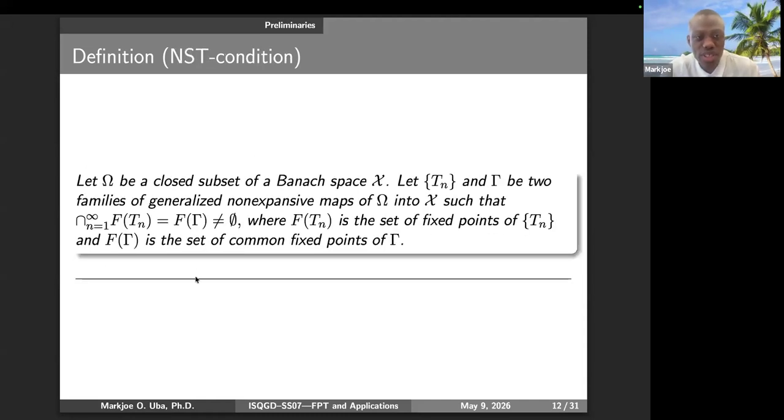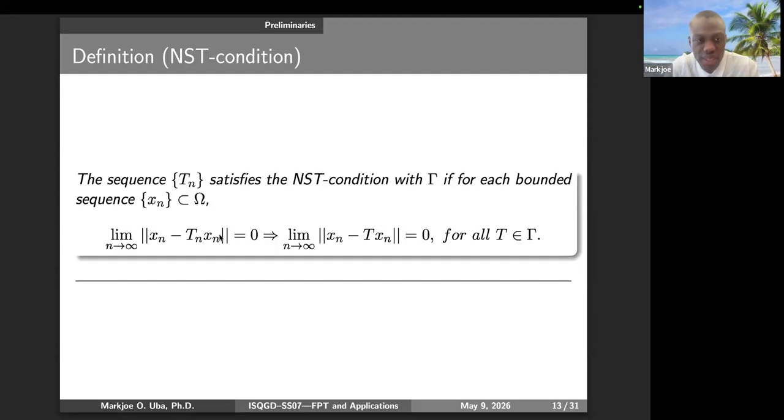Then the next thing is what is called the NST condition. So again, we have this closed subset of a Banach space. If we have this family of Tn's, and then we have this set also, gamma, if there are two families of generalized non-expansive maps of this convex set into X, such that this countable intersection is not empty, and this is true, then this is what we call the NST condition.